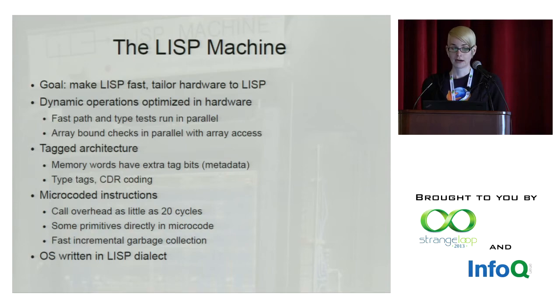So instead of having operations where you need to first test the type of a value and then perform an operation, they could do things like have an add operator that would do floating point addition and integer addition and type tests all at the same time, and then select the right answer based on the type test. They could also do array bounds checks in parallel with array access to save time. And they also used micro-coded instructions to implement some Lisp primitives basically directly inside the CPU, to reduce call overhead sometimes to as little as 20 cycles, and to optimize garbage collection.